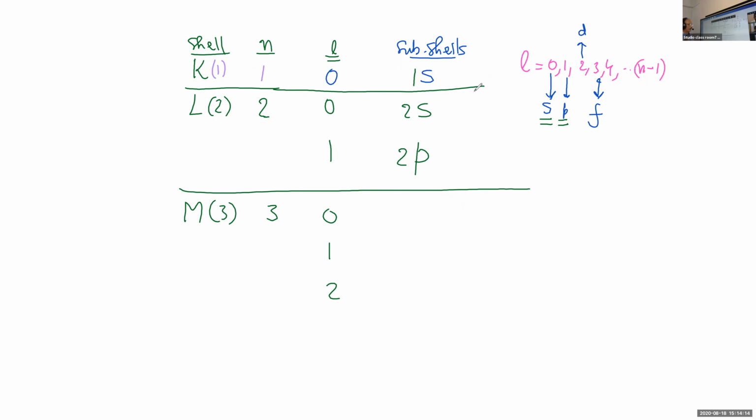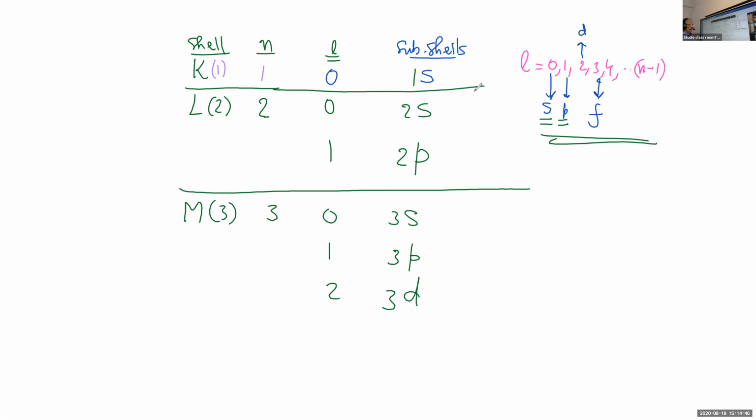And which are they? If L is equal to 0, it is S. If L is equal to 1, that is P. If L is equal to 2, that is D. Here also, there are S and P. So to distinguish, you write it as 3S, 3P, and 3D. Got it?